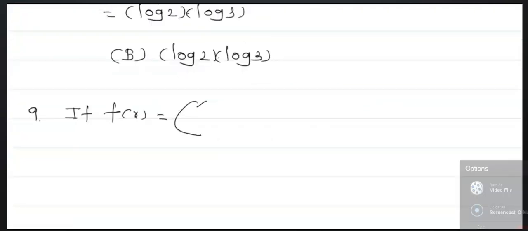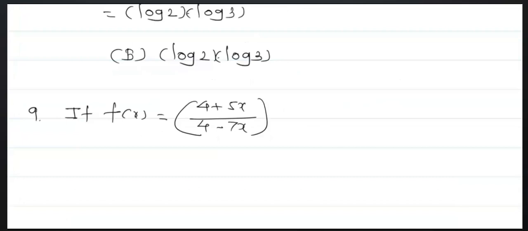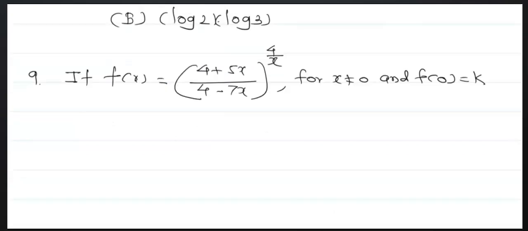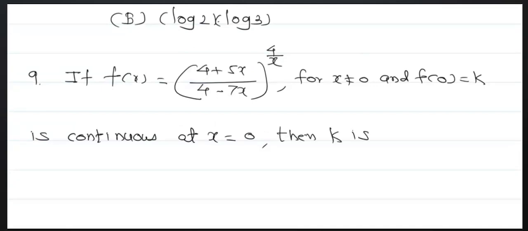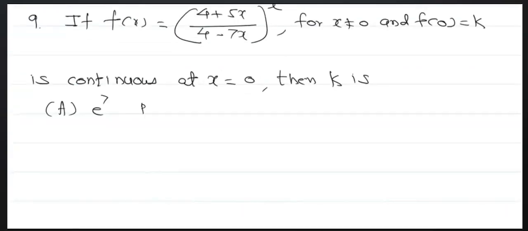example number 9. If f of x is equal to (4 plus 5x upon 4 minus 7x) bracket to the power 4 upon x for x not equal to 0, and f of 0 is equal to k is continuous at x equal to 0, then k is, these are the values of k.